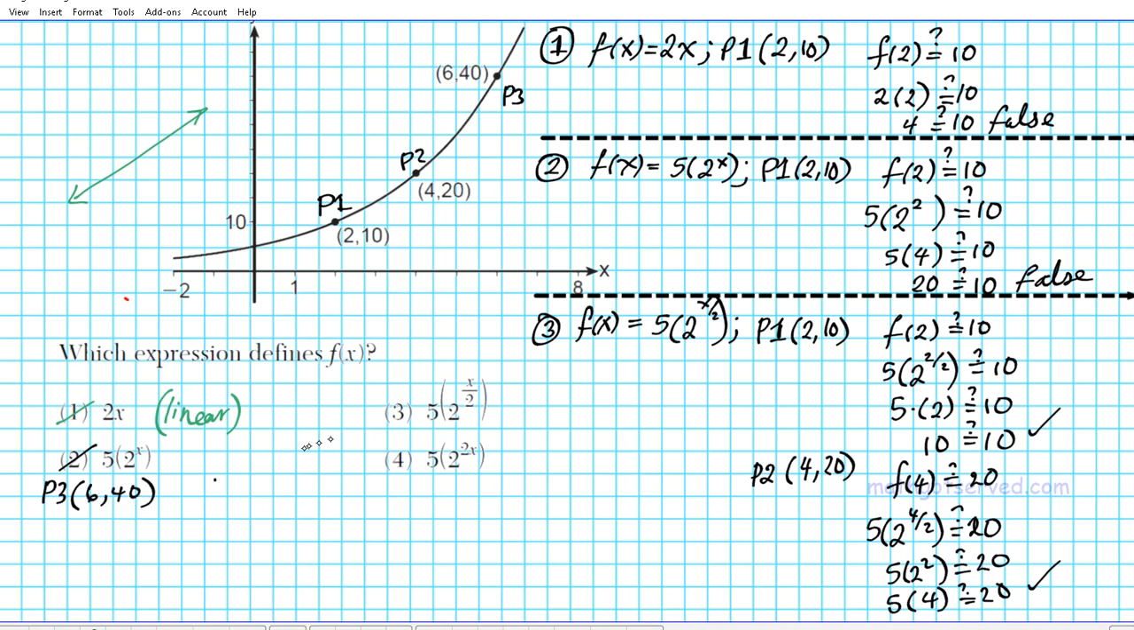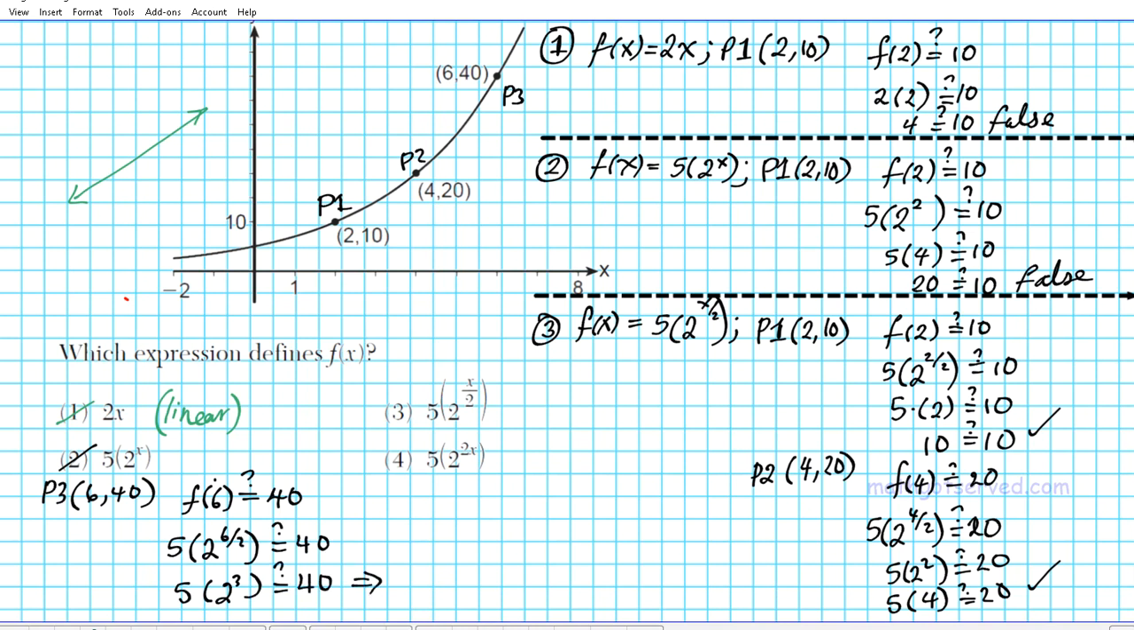So does this function here satisfy? Is f(6) of this function going to give me the output of 40? Well, let's see. f(6) involves us plugging 6 into this function. So it's going to be 5 times 2 to the 6 over 2. Is that equal to 40? And then we have 5 times, 6 over 2 is 3, 2 to the third. Is that equal to 40?